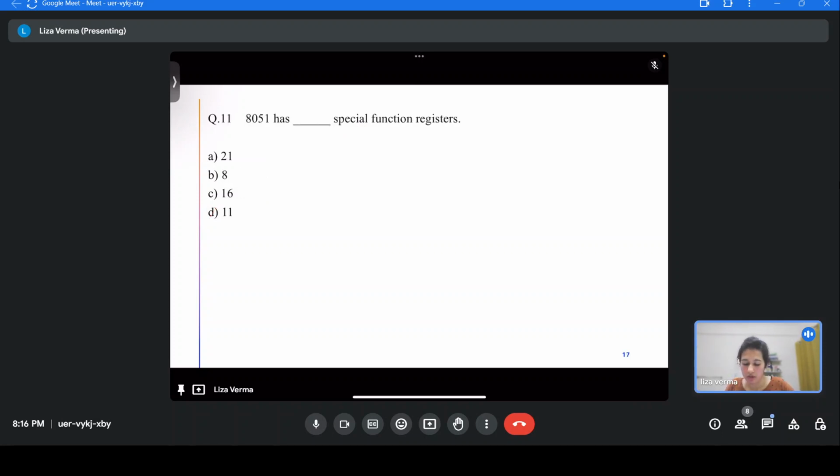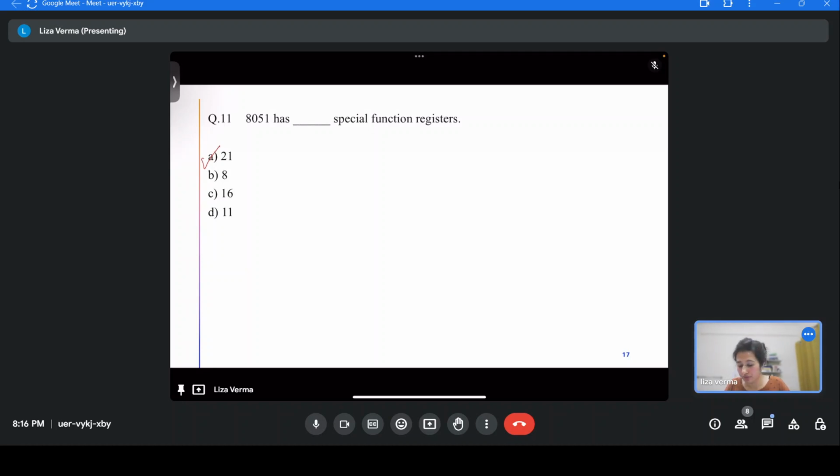So how many special function registers are there? 21. And how many of them are bit addressable? 11. Yeah. Okay. I don't think there's any need to write. So 21 SFRs, out of them, 11 are bit addressable.